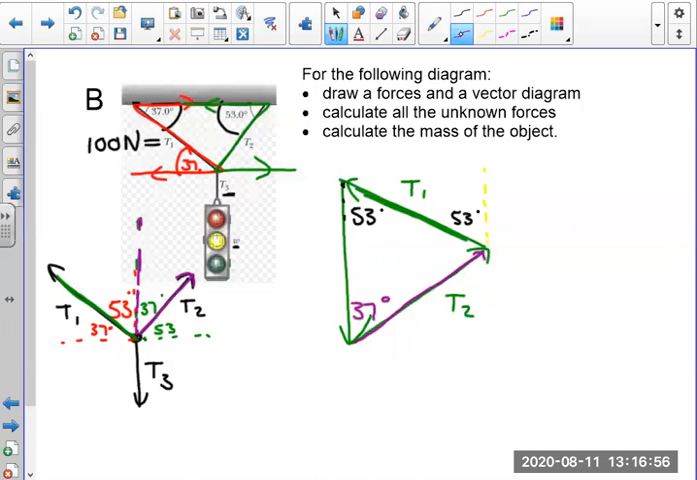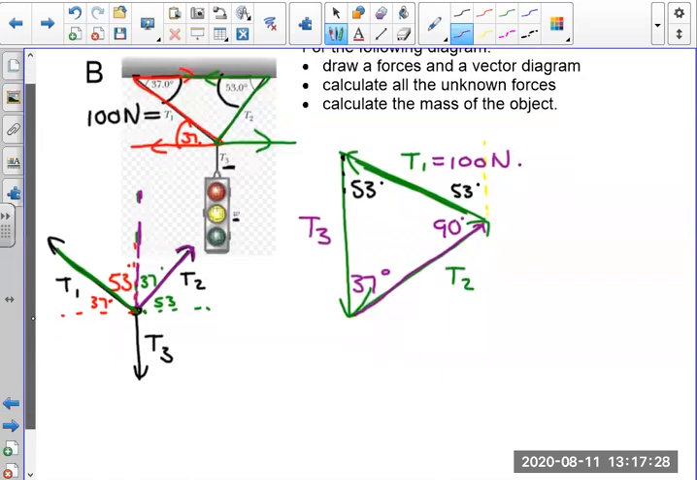Now, all the angles inside a triangle give a total of 180, so this angle is going to be 90 degrees. And then they give us T1, they say it is 100 newtons. So we have to solve T2, and they want us to calculate the mass of the object. This would be T3 that we're going to use to work out the mass of the object.